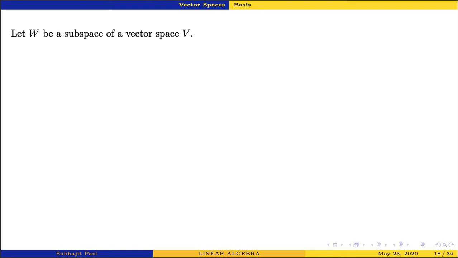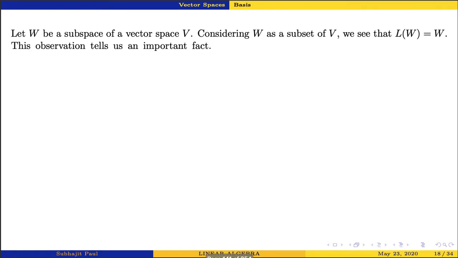Now let W be a subspace of a vector space V. Considering W as a subset of V, we see that the linear span of W is itself. This observation tells us an important fact, that every subspace can be considered as a span of a subset. If you remember, the span of any set was a subspace of the vector space, and here we see that any subspace can be considered as a linear span of itself.